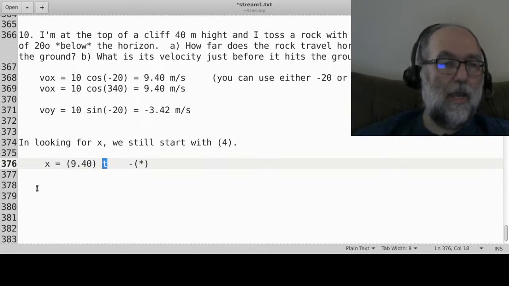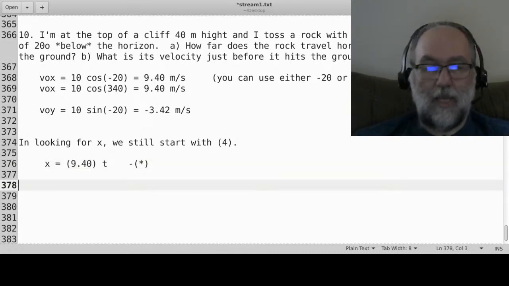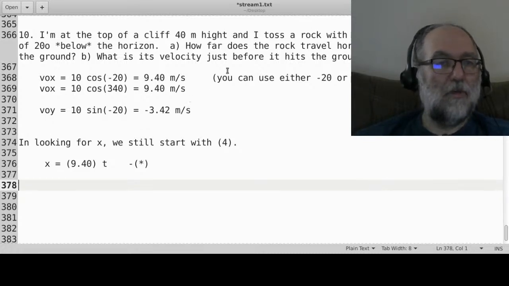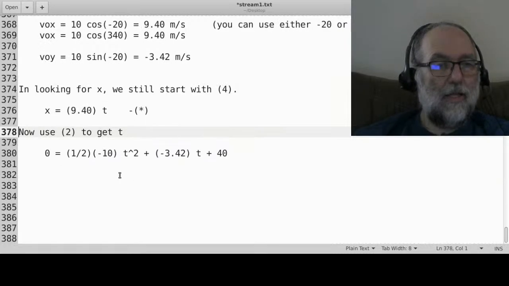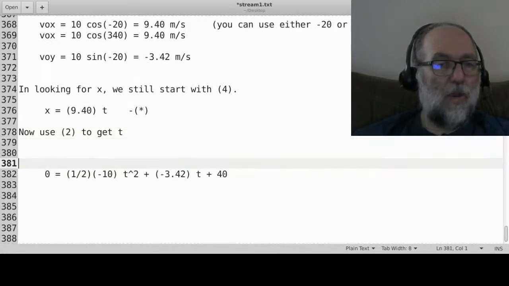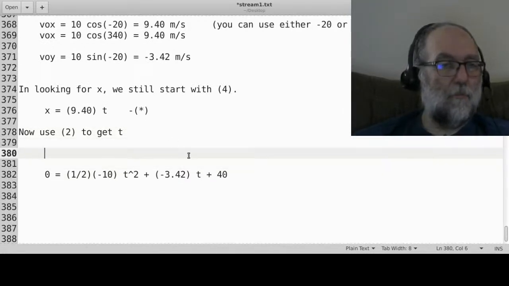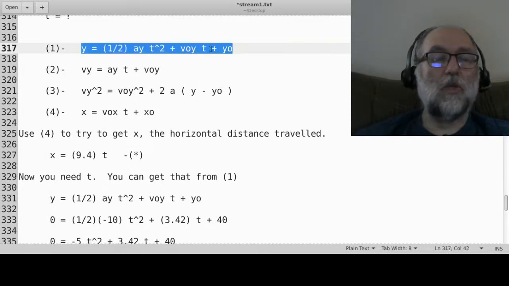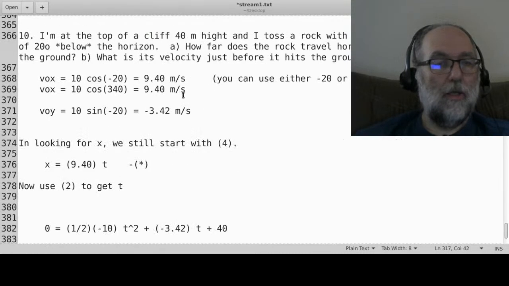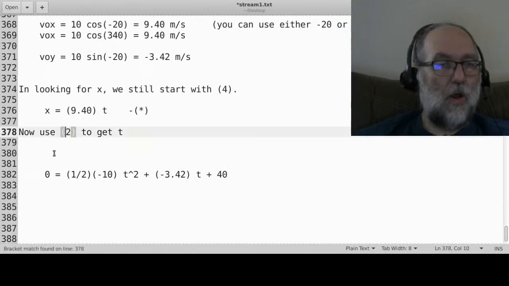Okay, we still start with equation number 4 above, and we still have the same stopping point because we need t. Now we're going to look for t, and to find t, we have to use equation number 2. Let me go grab equation 2 up here. No, I'm sorry, I said equation 2. I meant equation 1. This is actually wrong here. Let me write this in first. Paste that in there. I meant equation 1. Now use equation 1 to get that.